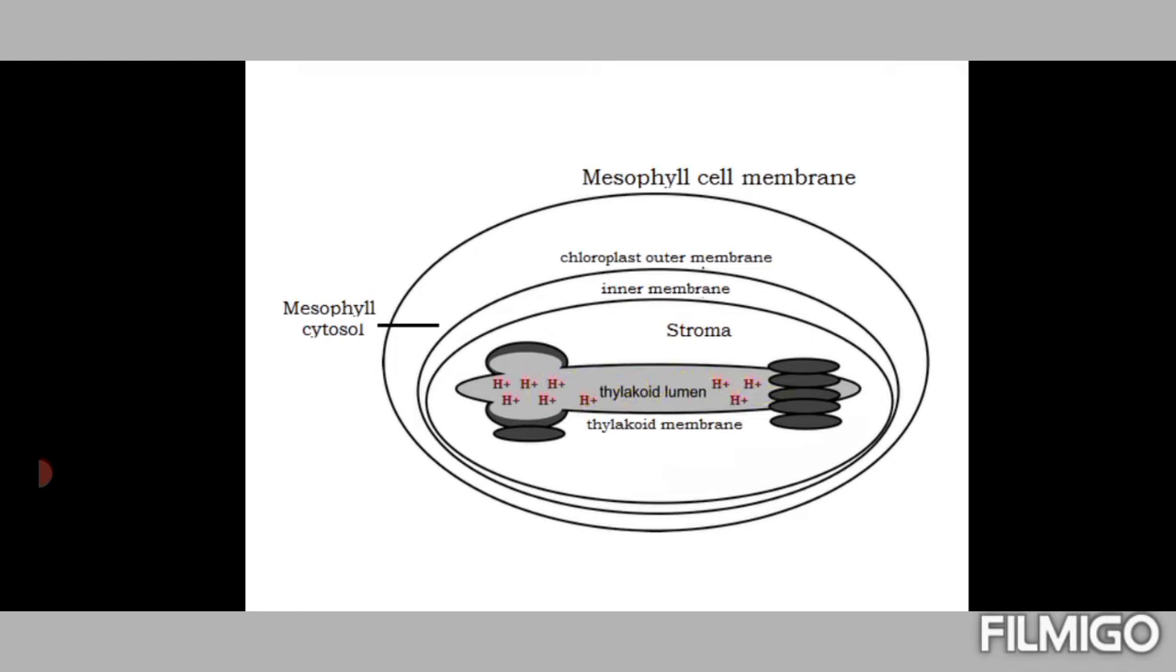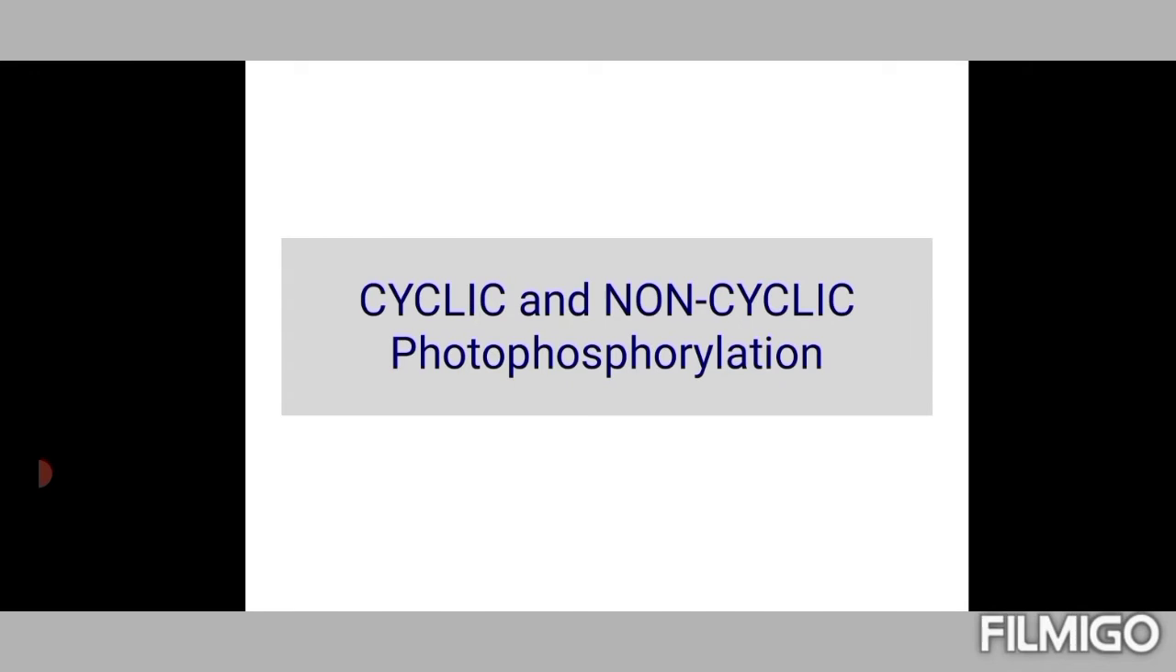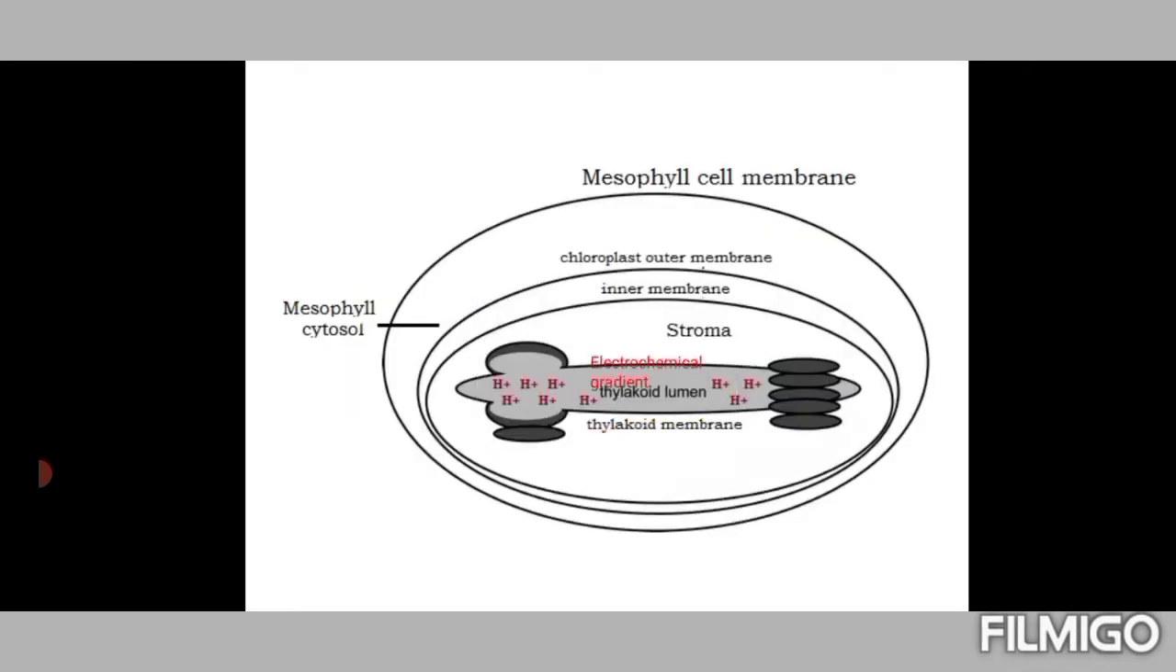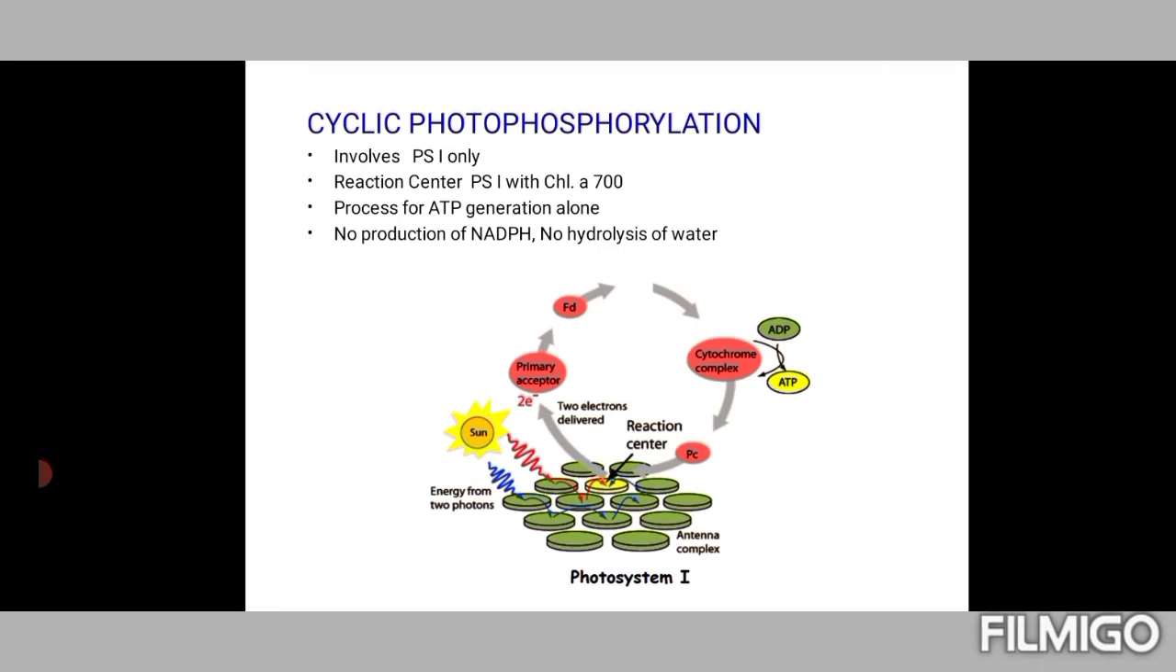As a result, there will be an electrochemical gradient between thylakoid lumen and stroma. This is because of the accumulation of H plus ions inside the lumen. This is actually a proton gradient, an electrochemical gradient, and it will be the energy responsible for ATP synthesis. Now, first of all, we can go through cyclic photophosphorylation.